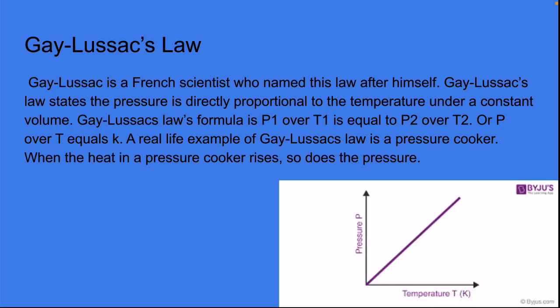Gay-Lussac's law. Gay-Lussac is a French scientist who named the law after himself. Gay-Lussac's law states that the pressure is directly proportional to the temperature under a constant volume. The formula is P1 over T1 equals P2 over T2, or P over T equals K. P is pressure and T is temperature. A real-life example is a pressure cooker. When the heat in a pressure cooker rises, so does the pressure.